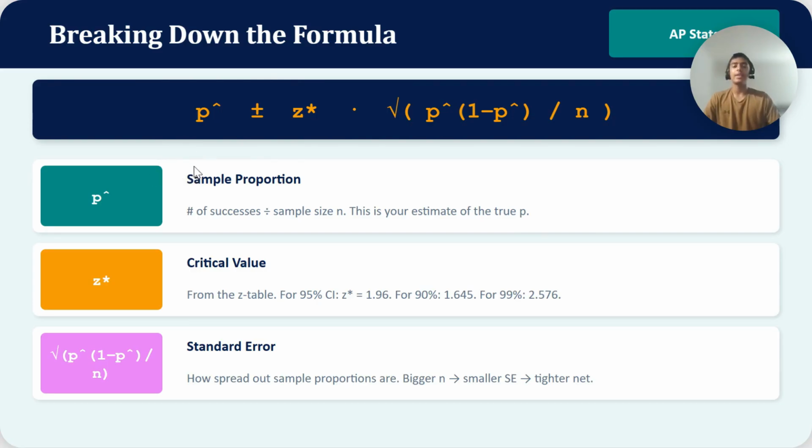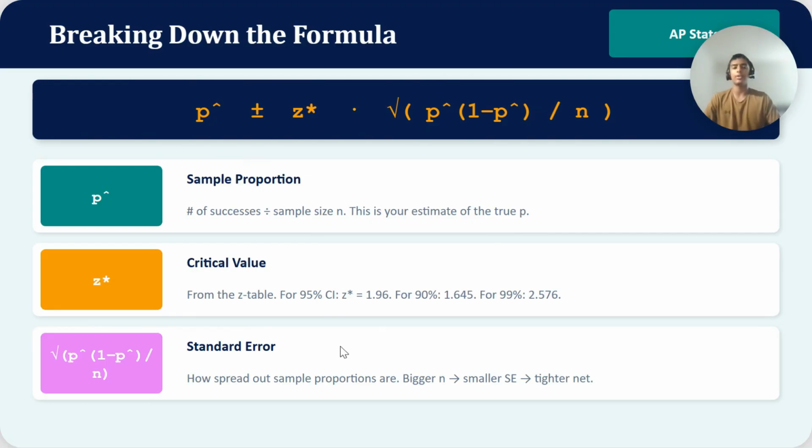So p-hat, that's just what you got in your sample. Divide the count of successes by n. Simple. Z star, this is your critical value. It comes from the table, and it depends on your confidence level. For a 90% confidence interval, z star is 1.645. For a 95% confidence interval, it's 1.96. Make sure you memorize that one. It's very important for the AP test. For 99%, it's 2.576. Now, higher confidence level means you need a wider net, so z star is bigger.